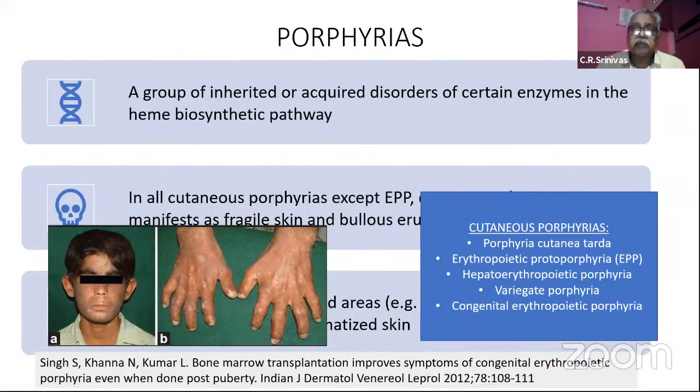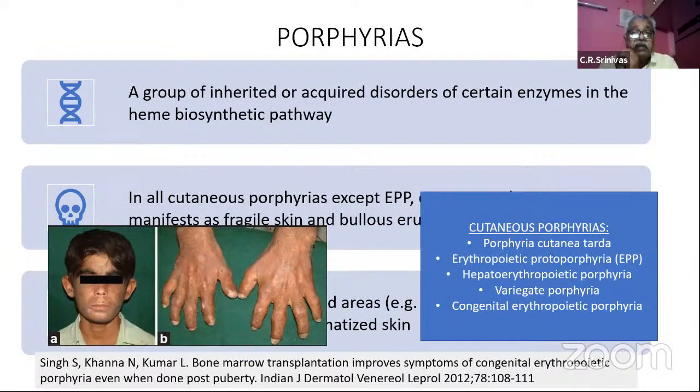Porphyrias, we know that in porphyria photosensitivity occurs. Porphyria cutanea tarda is very common abroad. It's relatively less common over here. But erythropoietic porphyria and erythropoietic protoporphyria can occur over here. And erythropoietic protoporphyria can have very clear urticarial lesions which will look very much like solar urticaria.